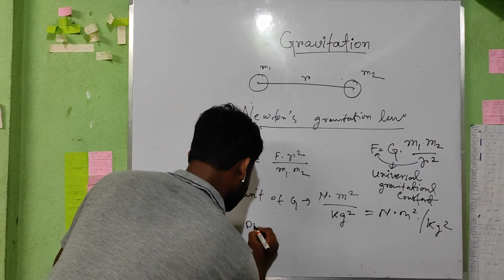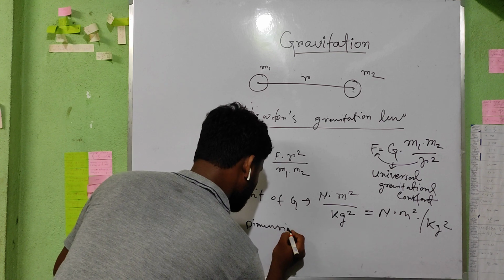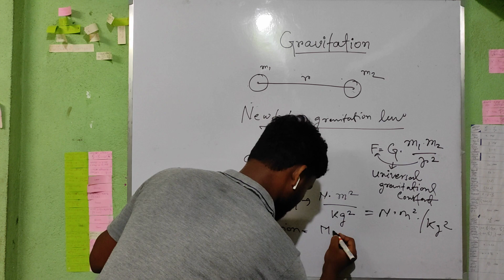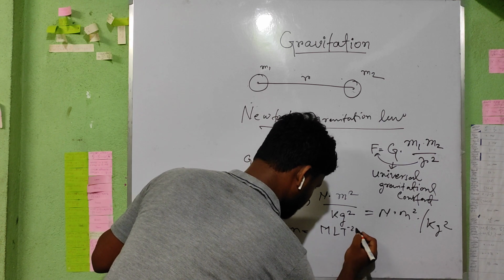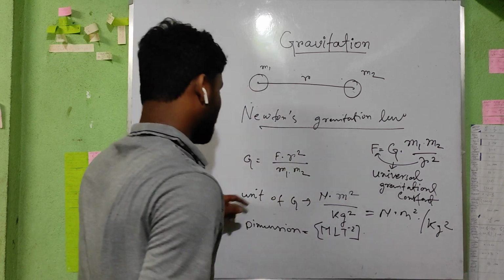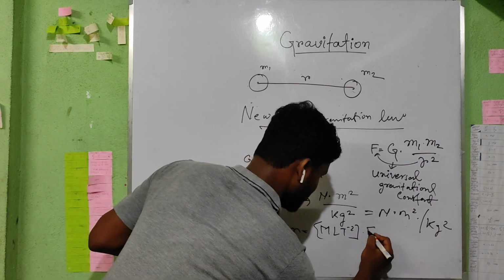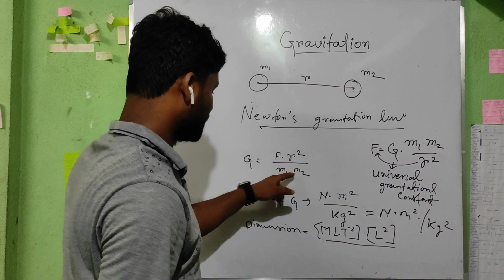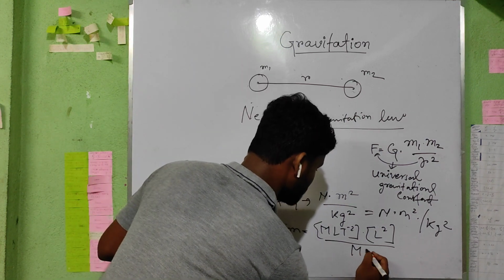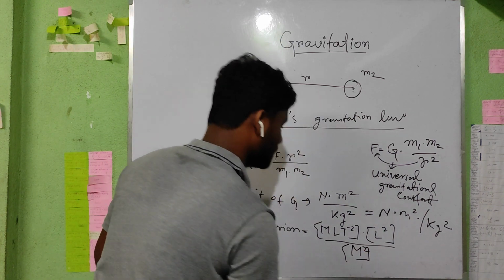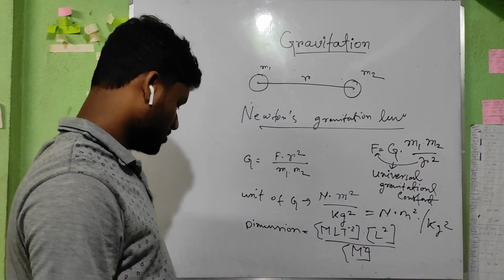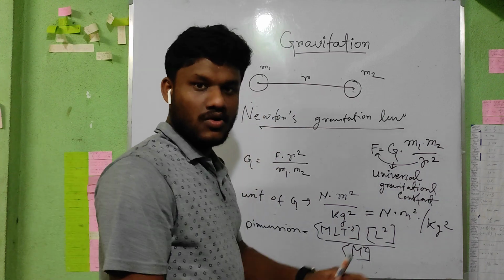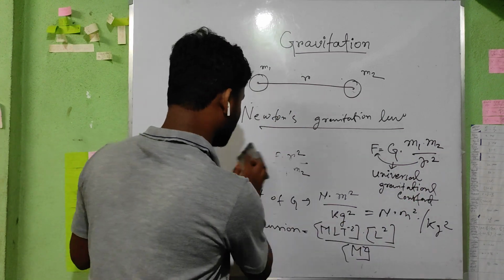And what will be the dimension? As you know, the dimension of force is mass into acceleration, so mass into length L, divided by the dimension of mass square, M square. If you do this calculation, you will find its dimension. Now it's a constant and it's a universal constant. Why it's universal, we'll come to that point.